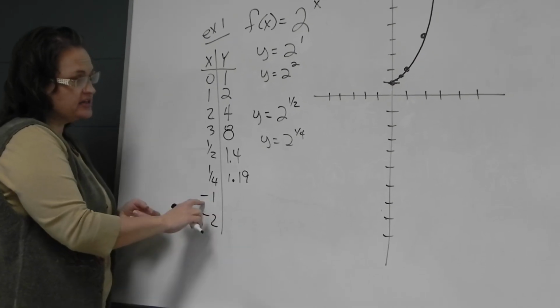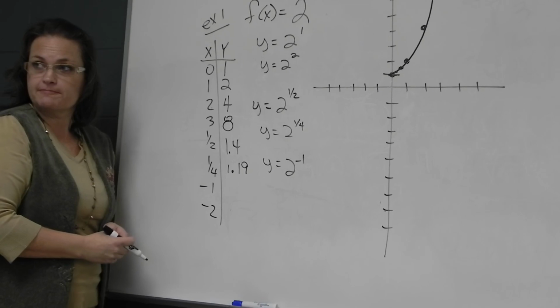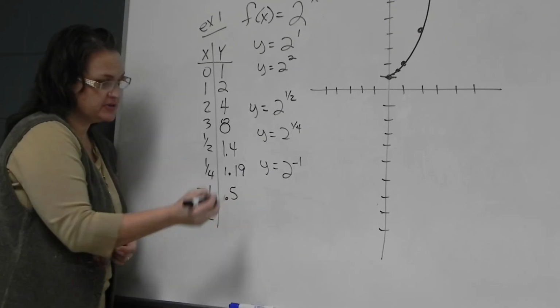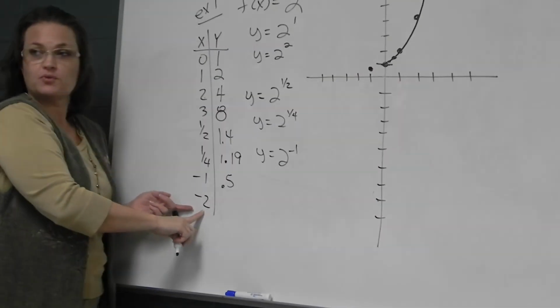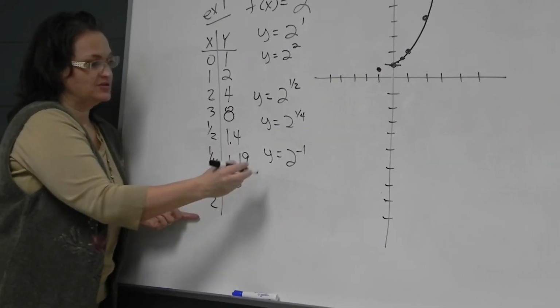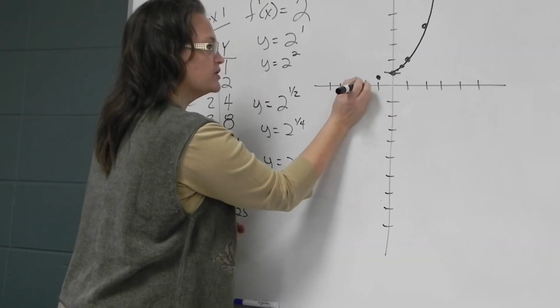You can plug in negative numbers. y equals 2 to the -1. What'd you get for that? 0.5, it comes out to be a half. So back 1 is up a half. And then one more time, -2. 0.25. So back 2 is up 0.25.